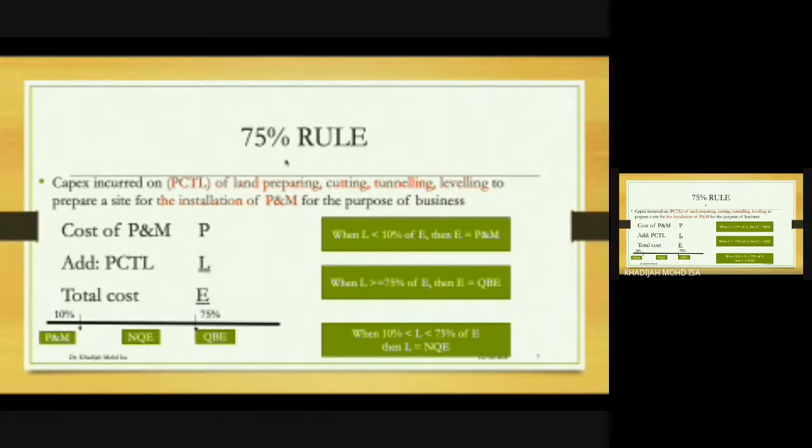However, if the L or the PCTL falls between 10 and 75%, so it could be 15%, it could be 50%, it could be 60%, then L is non-qualifying. So it means that what is left is only the cost of plant and machinery, so that will be part of your P and plant and machinery. So you claim your plant and machinery for that item. So question, anything that you are not clear here?